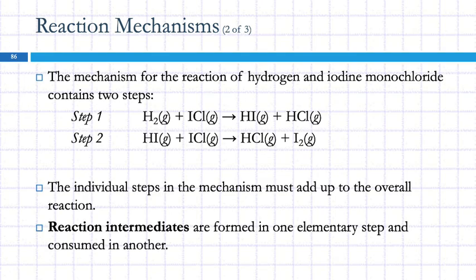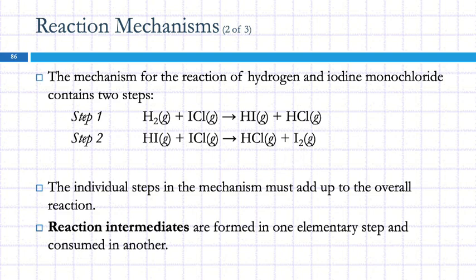So if we look at the reaction between H2 and ICl, this is the mechanism for that. It has two steps. So in the first step, a molecule of hydrogen collides with a molecule of ICl and forms HI and HCl. In the second step, this HI molecule collides with a second ICl molecule and forms HCl and I2.